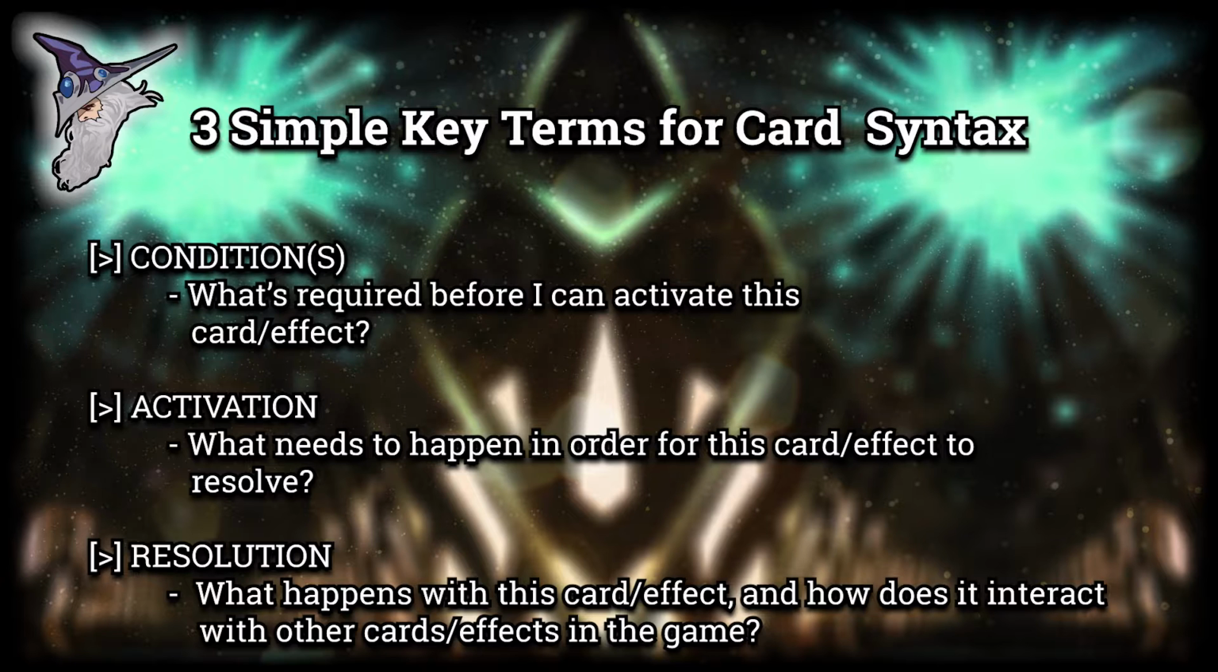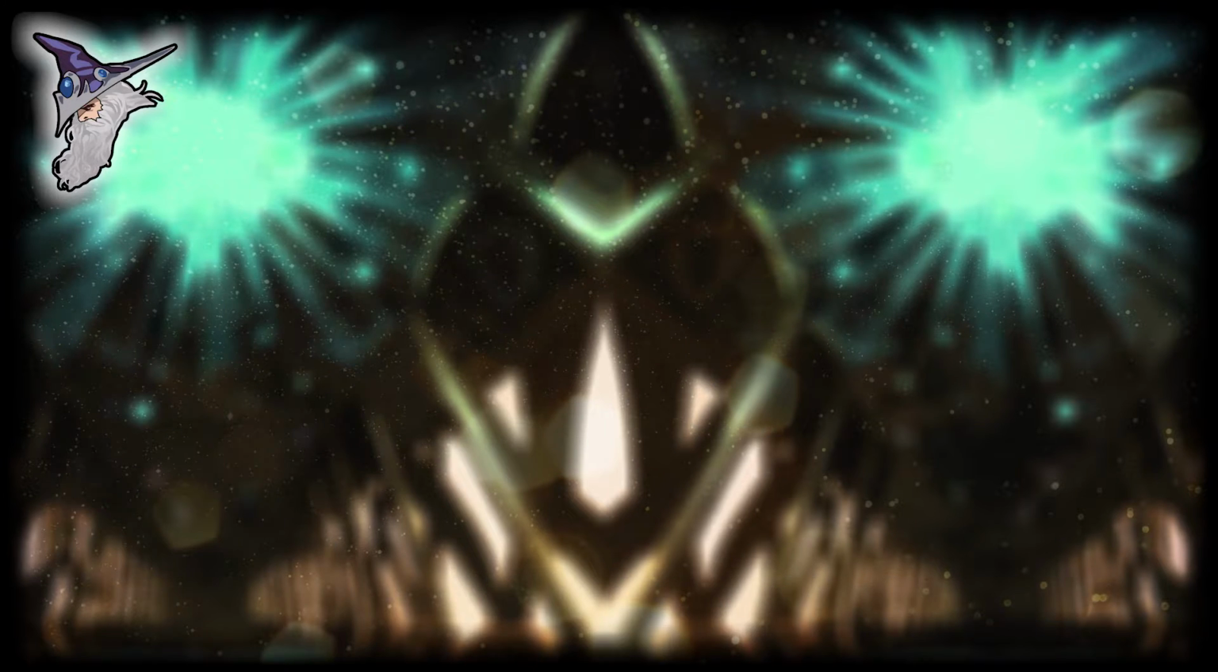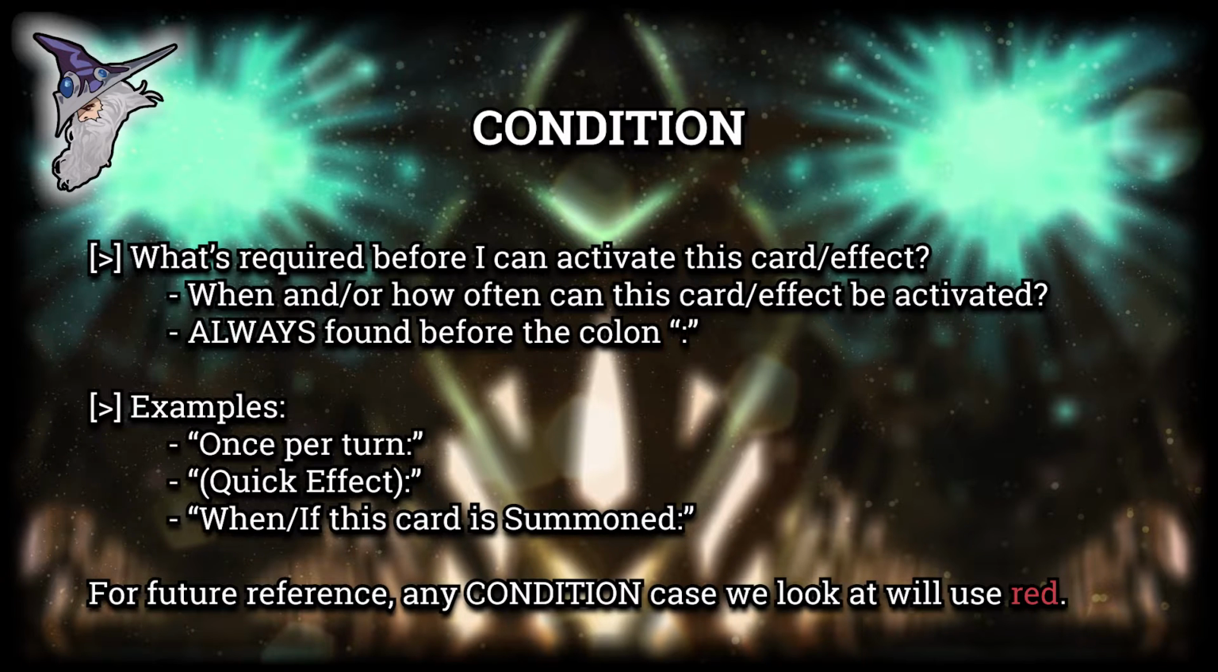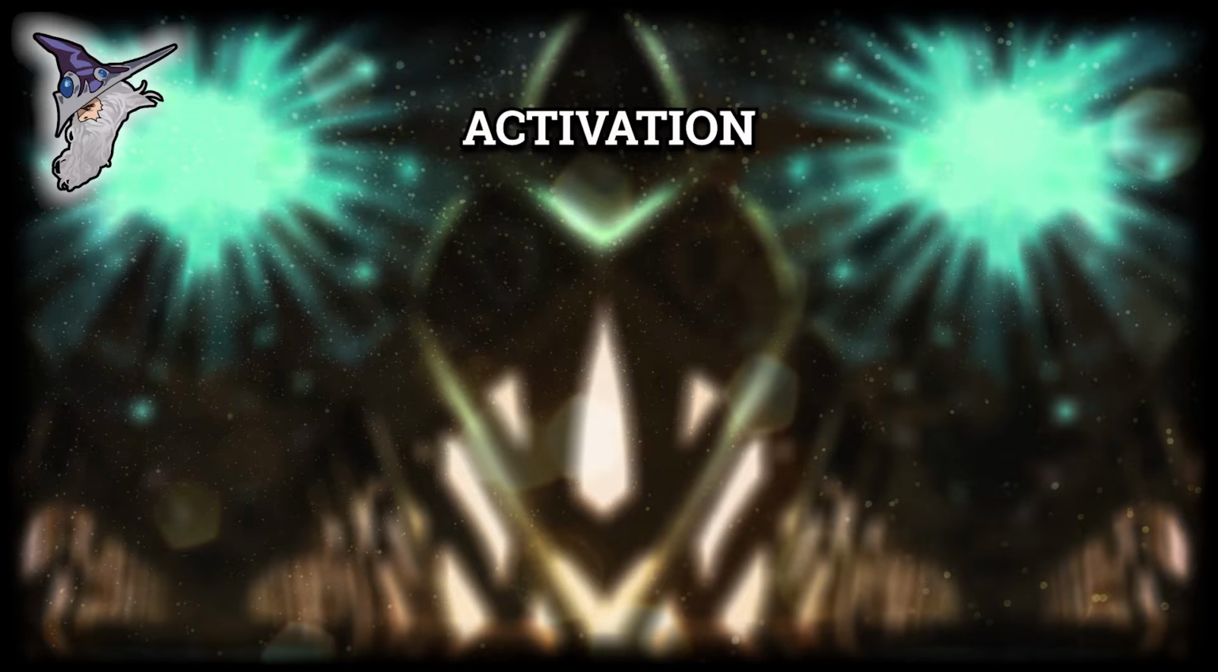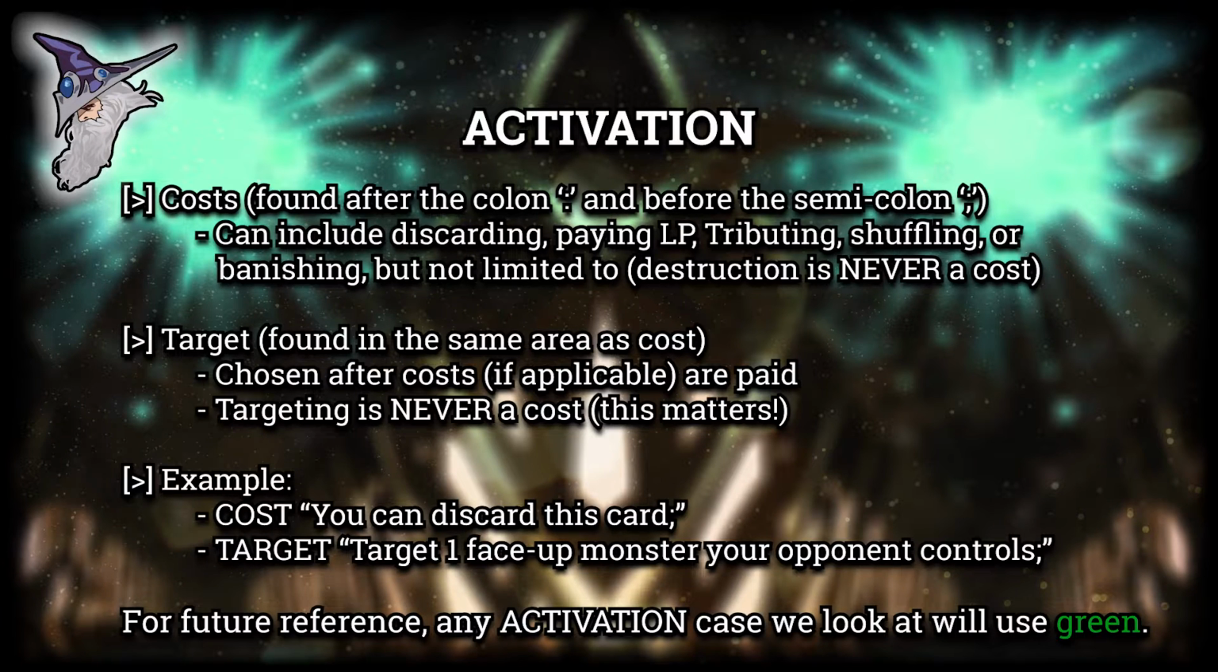Let's see what these key terms are. First, conditions tell you the requirements of an activation and when and how often said card or effect can be activated or used. We'll use the color green to highlight condition text from now on. Next, we have activations, which refer to any text occurring after the colon but before the semicolon. This denotes anything that's done when you choose to activate a card and before either player can respond with a card or effect. In this window of activation, if applicable, costs are paid and targets are chosen.